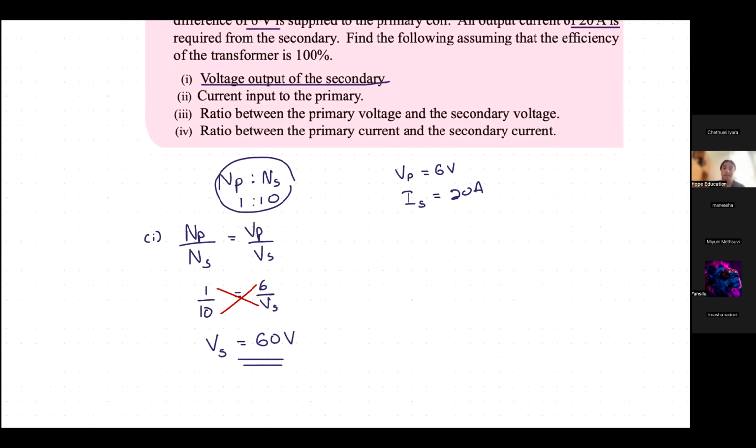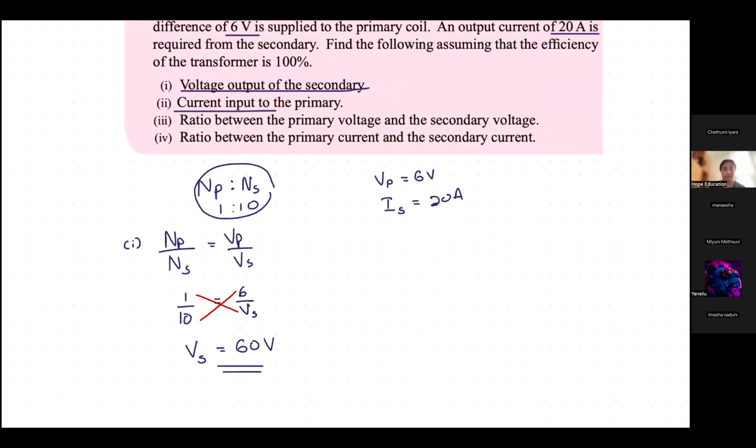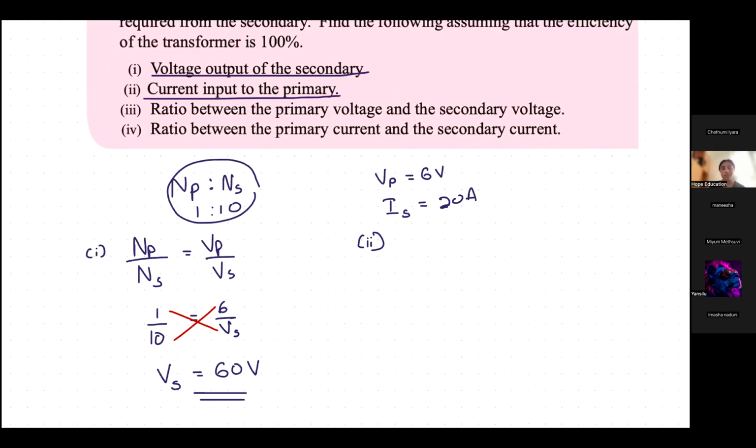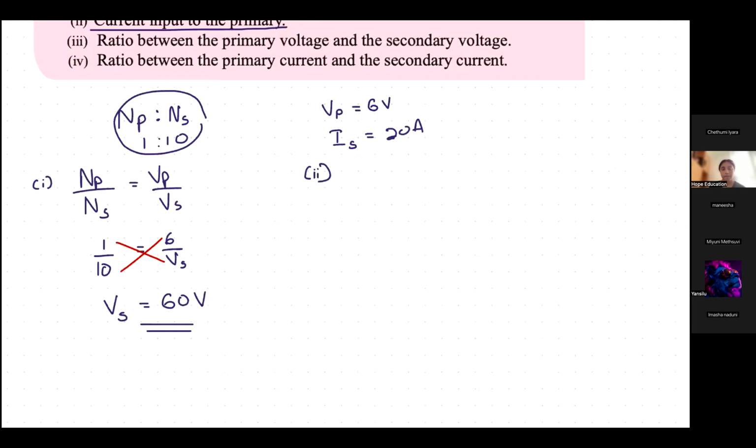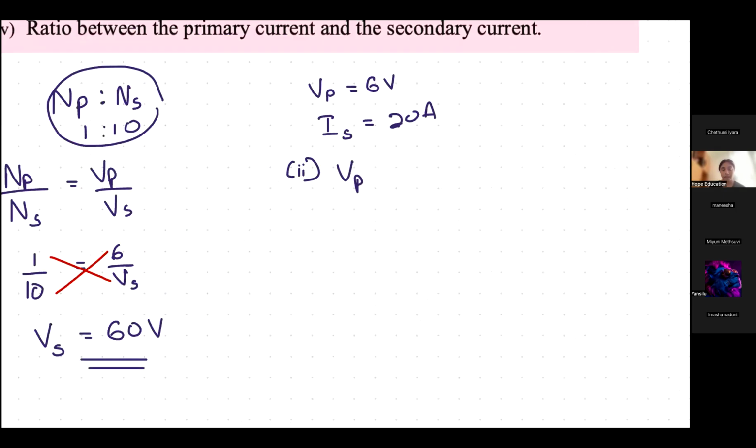Did you all get this answer? Okay. Current input to the primary. Only equation number 2. If we are talking about current, we have to use our other equation, which is VP IP equals VS IS.